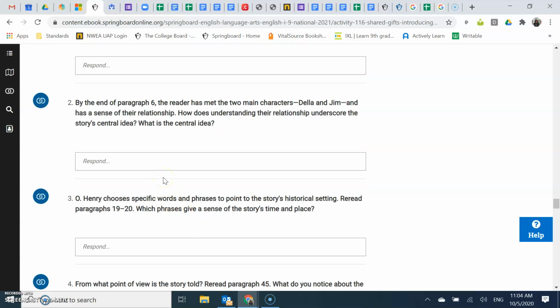Then number 2, by the end of paragraph 6, the reader has met the two main characters, Della and Jim, and has a sense of their relationship. How does understanding their relationship underscore the story's central idea? And what is the central idea? So here, by the end of paragraph 6, we should have an idea of what the central idea is, and how does their relationship, how they feel toward each other, how does that play into the central or the main idea of the story, like the theme, okay?